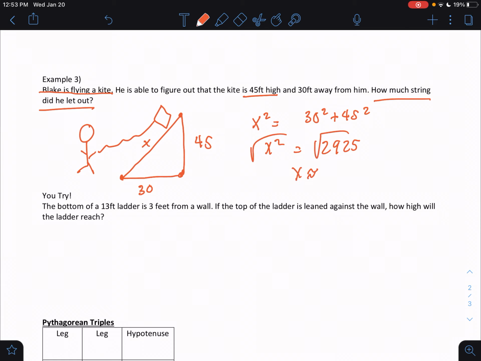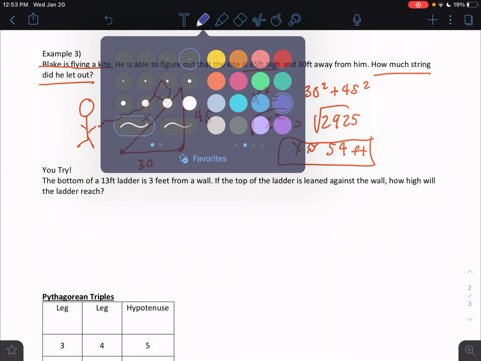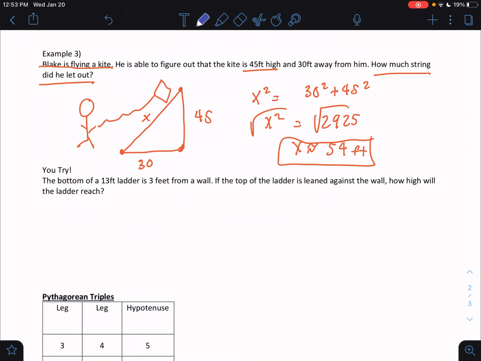So we get that x is approximately 54 feet. And that's about how much string he let out. So it's your turn to try this one on your own. Take a second and pause it. And then come back to check your answer.